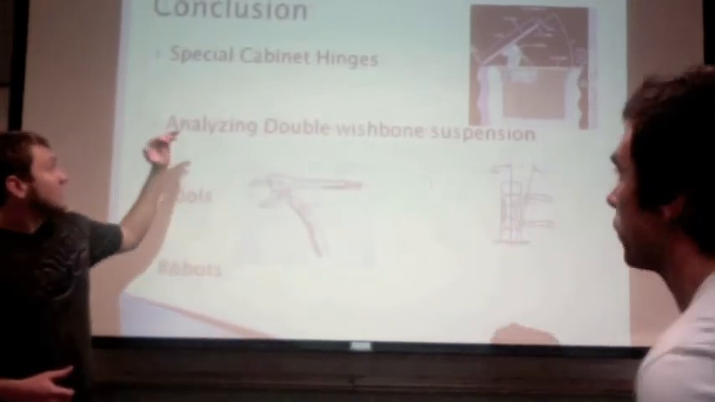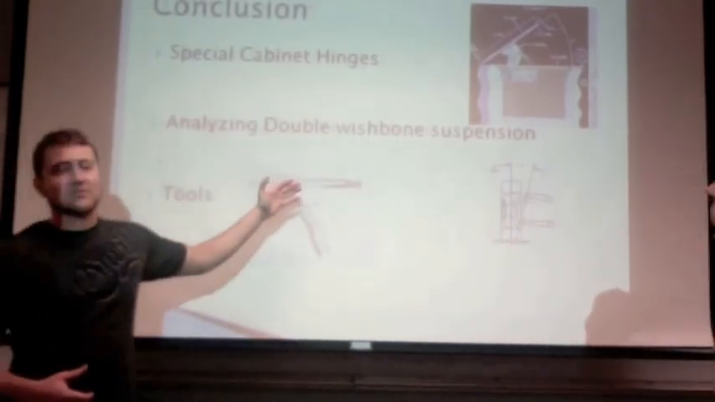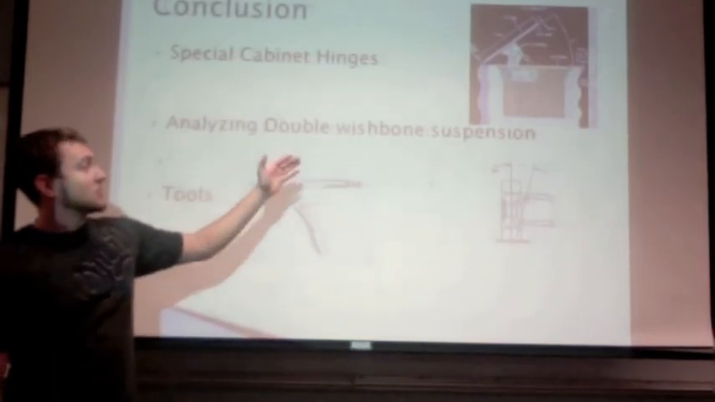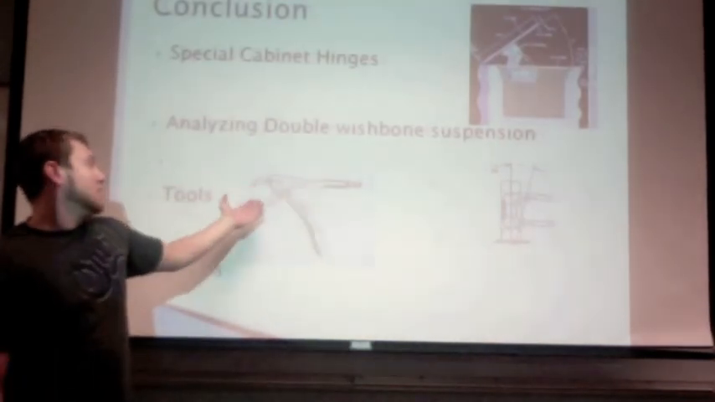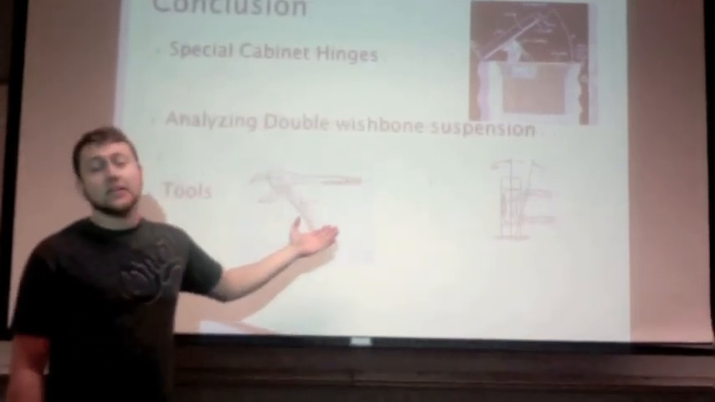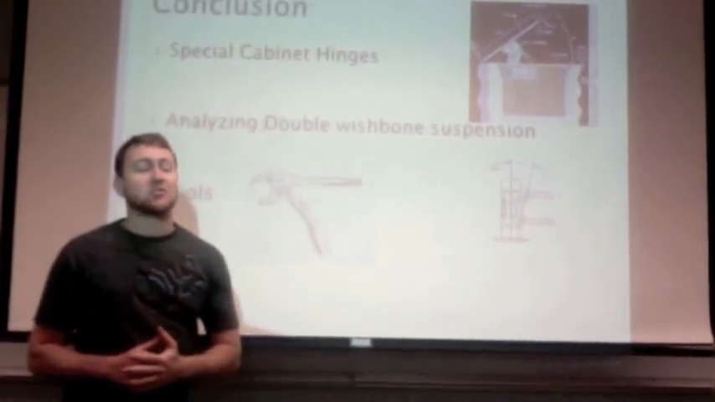For conclusion, some simple 4-bar mechanisms that are still used today are cabinet hinges. You can use 4-bar analysis to analyze double wishbone suspension. Tools like vice grips apply a 4-bar to give you better leverage on things. This is how some of these simple mechanisms are still used today.